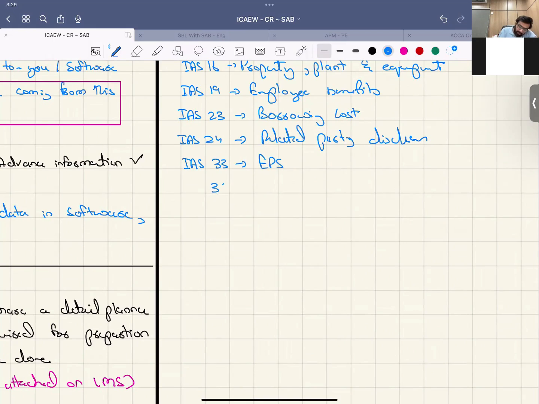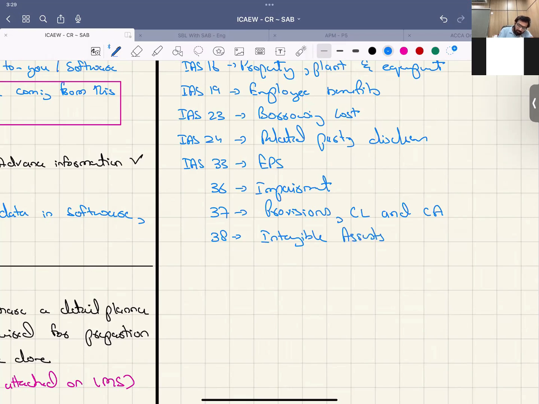Then 36. Impairment. So these are kind of, we studied in the earlier studies, so this wouldn't take that much time. But again, since they are part of the syllabus, we have to do it. Provisions, right? And contingent asset. CL and CA, contingent asset and contingent liability. And then we have 38, intangible assets, right? So these are, I'll say, IAS on the max side. There could be others as well.